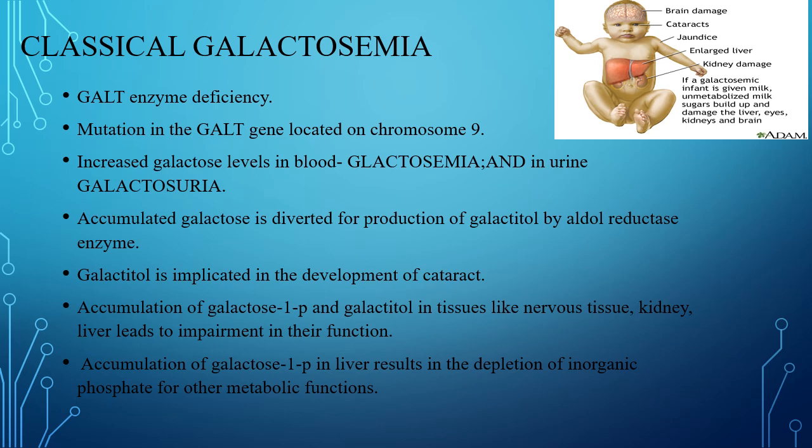Also, accumulation of galactose 1-phosphate in the liver will lead to depletion of inorganic phosphate. So other metabolic functions are also altered indirectly because of this accumulation of galactose 1-phosphate, so that there is no availability of inorganic phosphate, which is required for other metabolic functions. So accumulation of galactitol, through the alternative metabolic pathway, will lead to all these damages.